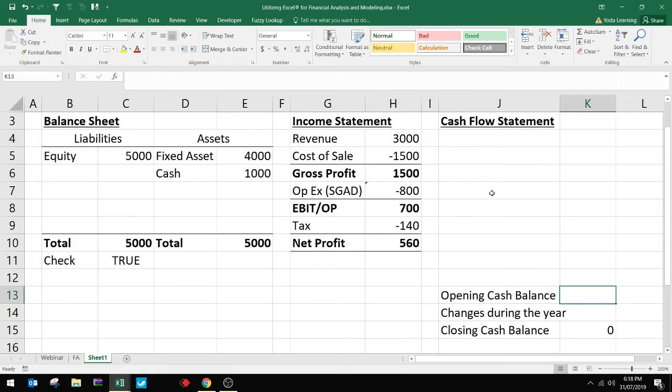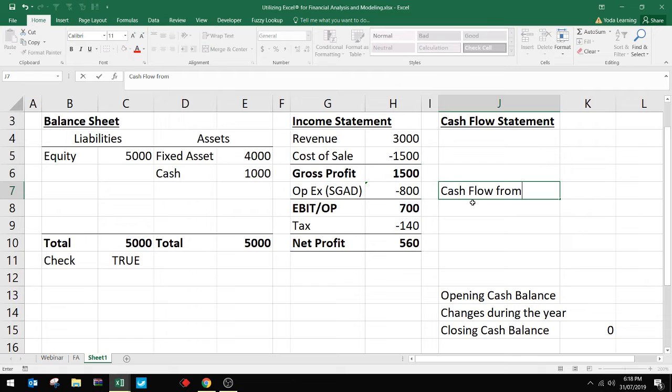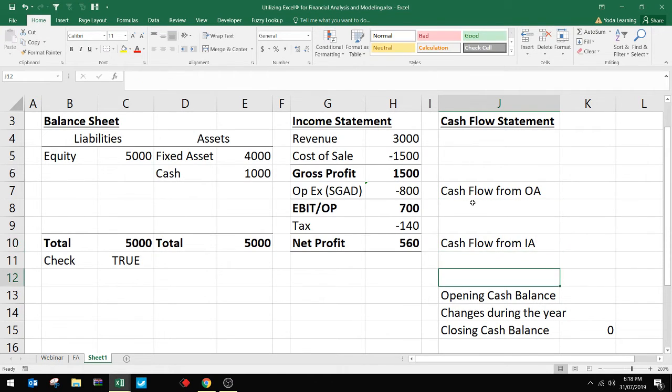The changes can be divided into 3 broad categories. The first one is cash flow from operational activities. Then you have cash flow from investment activities, and finally you've got the cash flow from financing activities. So whatever cash movement happens during the year falls within these 3 different heads. There will not be a 4th head. So let's begin with understanding what were the inflows and outflows during the year.